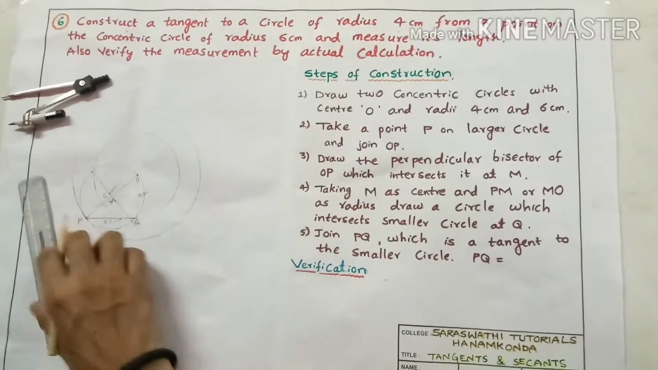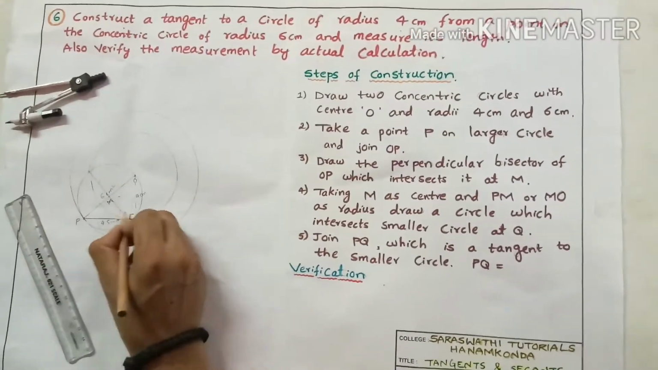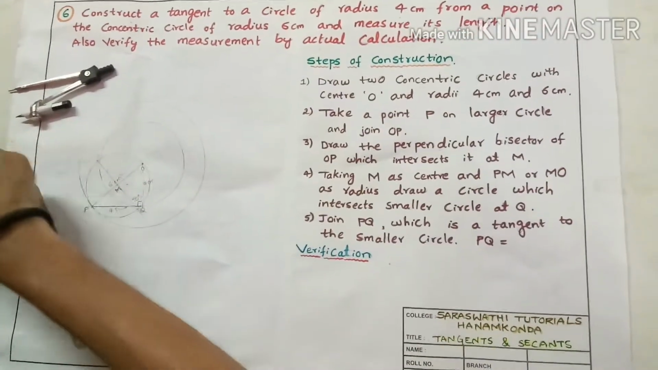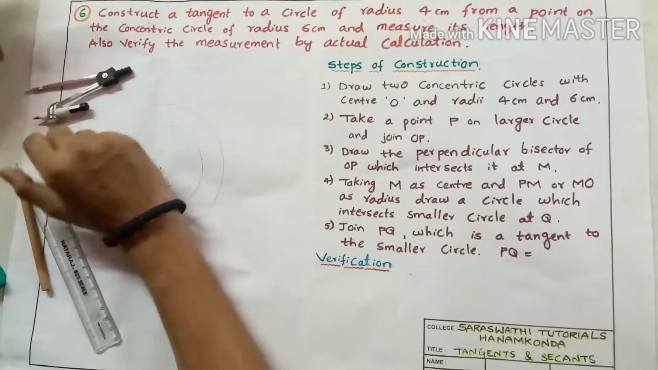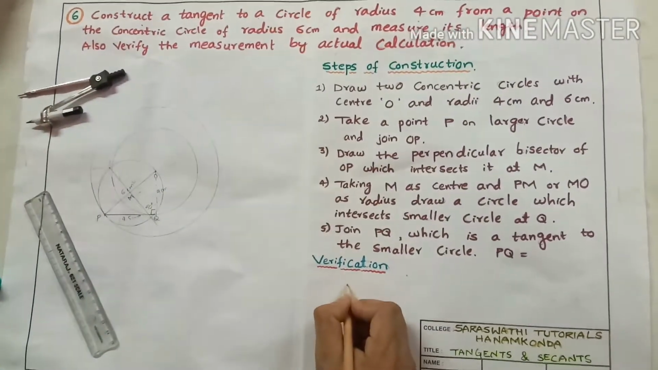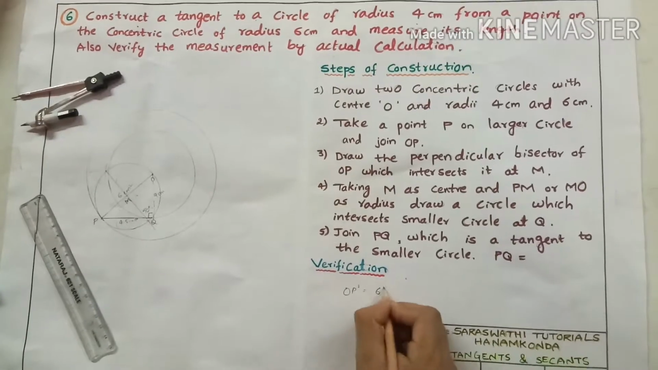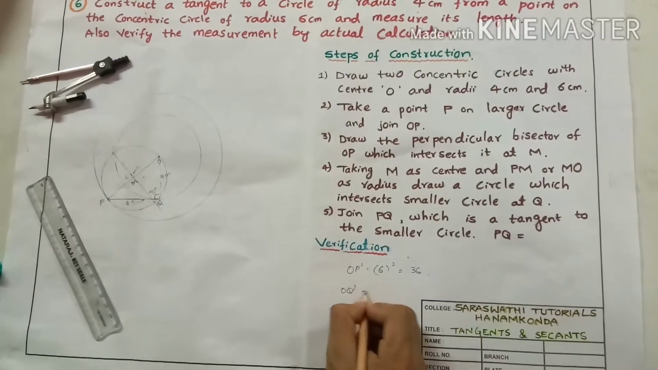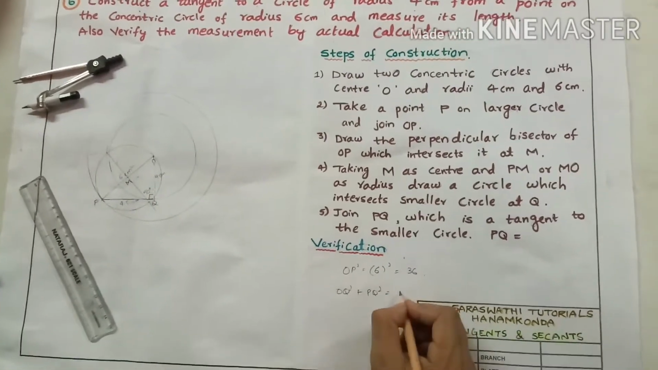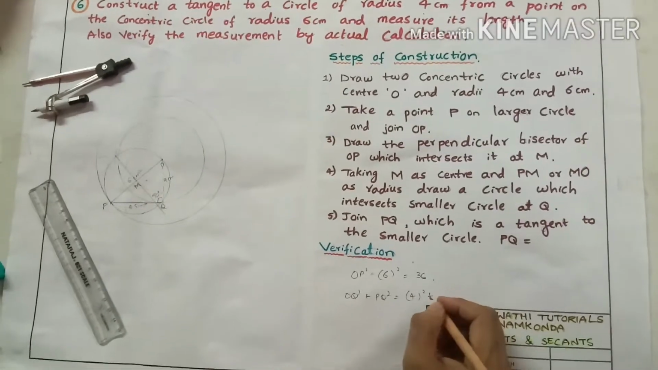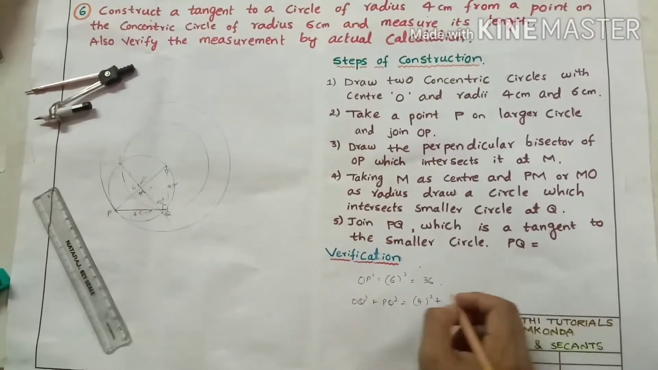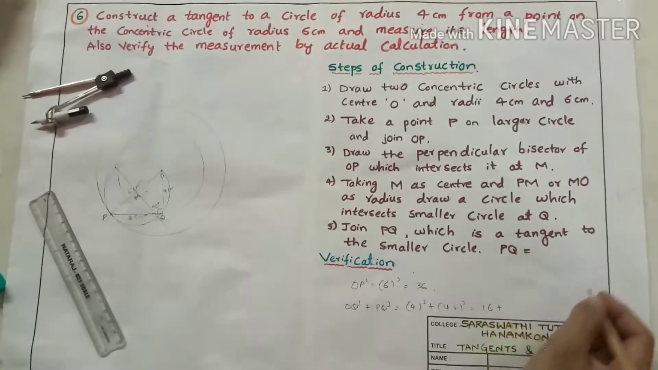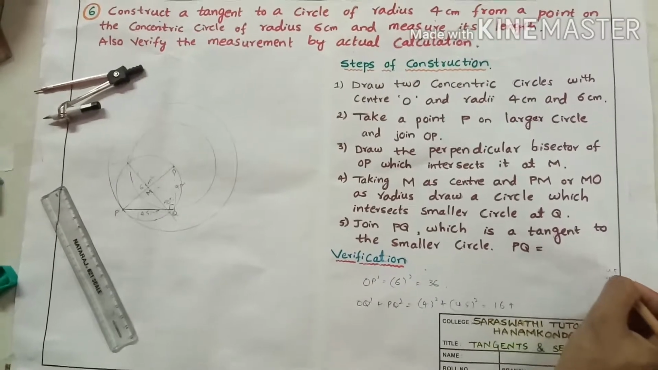Now for verification, we have to verify the Pythagoras theorem, which means we have to do a calculation. OP squared equals 6 squared, which is 36. Similarly, OQ squared plus PQ squared: OQ squared is 4 squared, plus PQ squared is 4.5 whole squared. 4 squared is 16, plus 4.5 squared, which is 4.5 times 4.5.